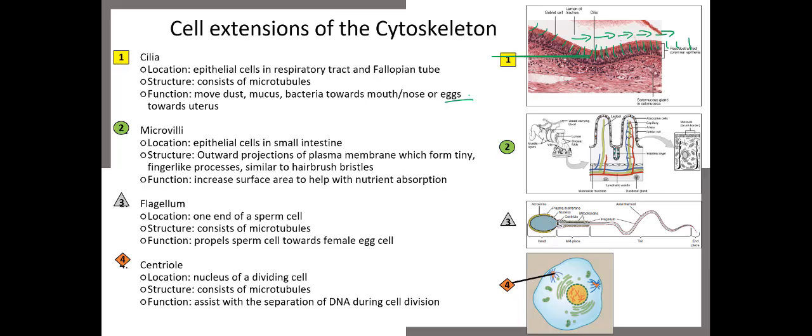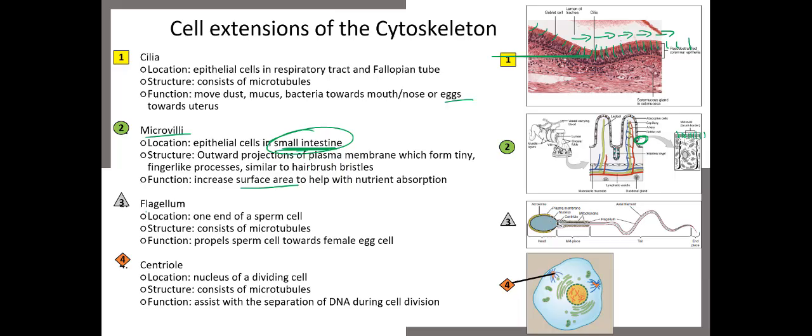The second type of extension is called microvilli, and microvilli are found in epithelial cells in the small intestine. This is a microvilli right here. You can see they're very, very small, right? They increase the surface area so that the small intestine can do its job. The job of the small intestine is final digestion as well as nutrient absorption. If you increase the surface area, you can have a lot of nutrient absorption occurring at the same time.